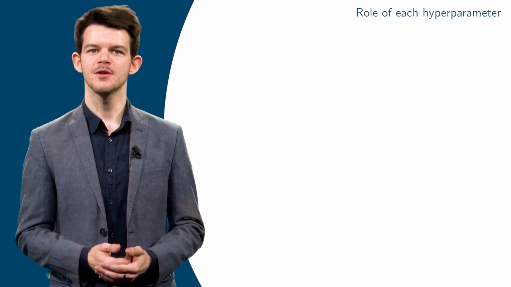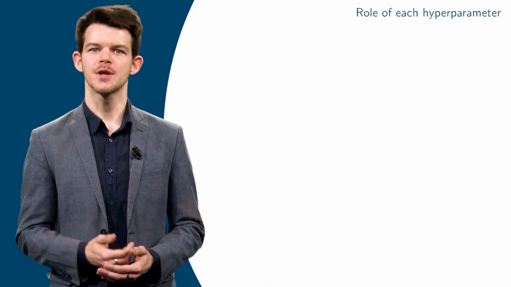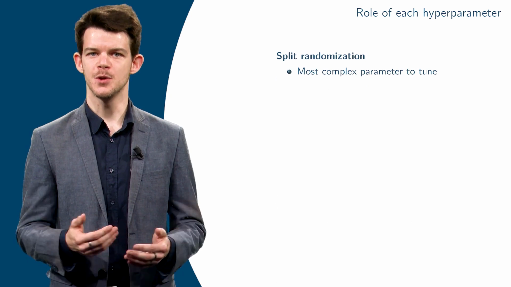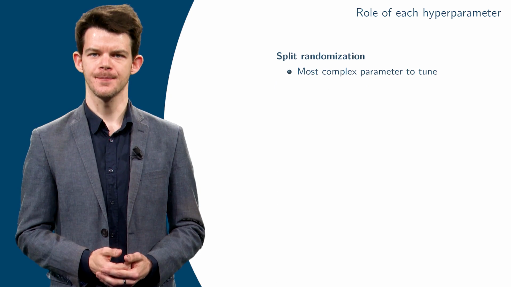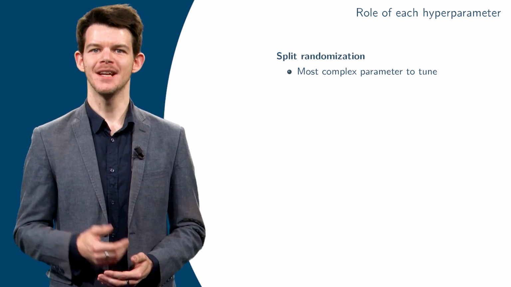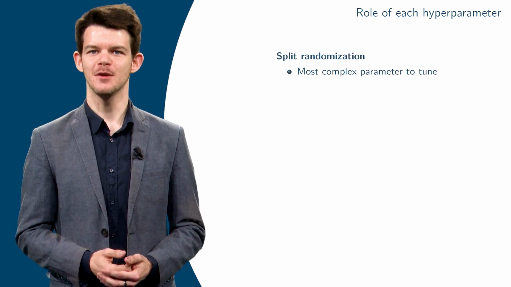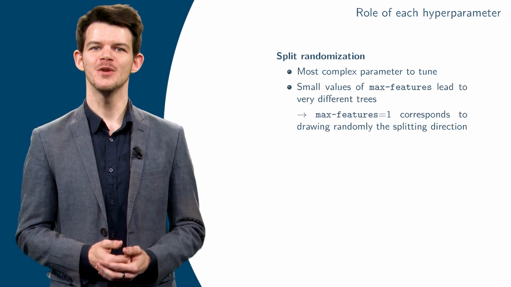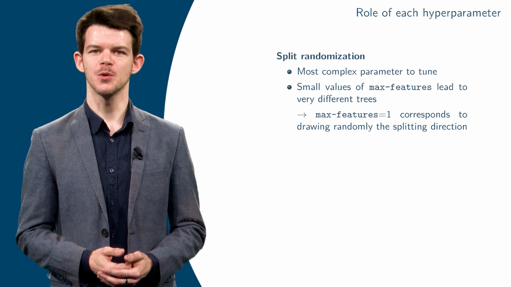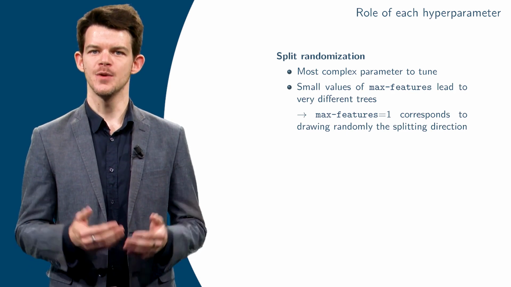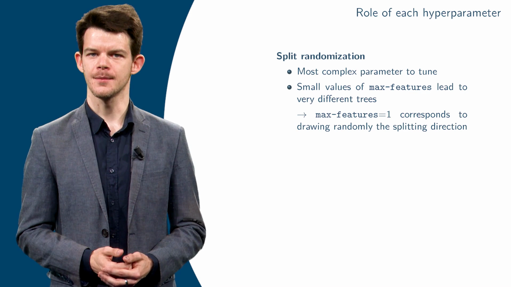The number of directions pre-selected in each cell to cut is the most difficult parameter to tune and the one whose impact on predictive performance is the least well understood. Fine-tuning of this parameter can lead to clear improvements in predictive performance. If a small value is chosen, for example max_features equal to 1, the splitting directions are drawn uniformly in each cell. Trees are therefore very different from each other.